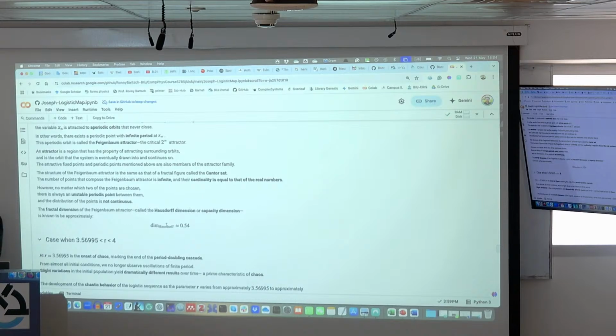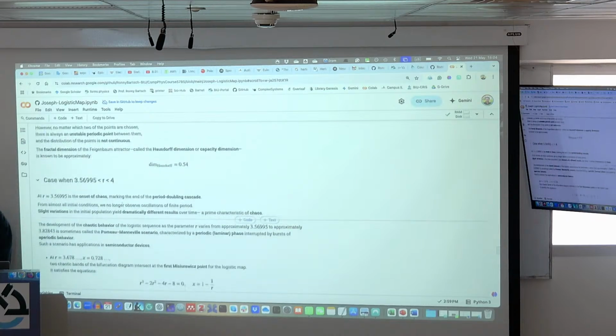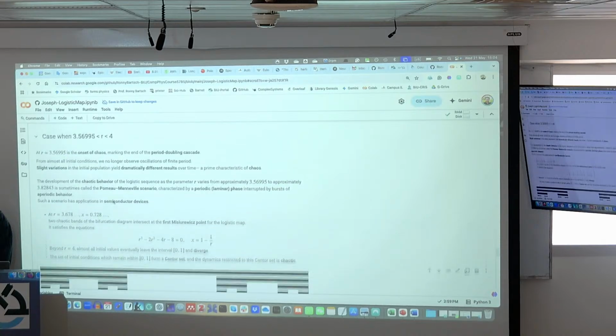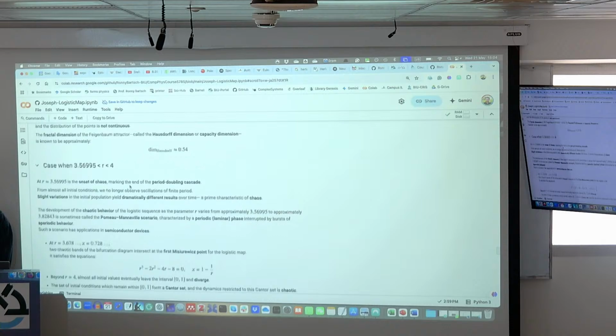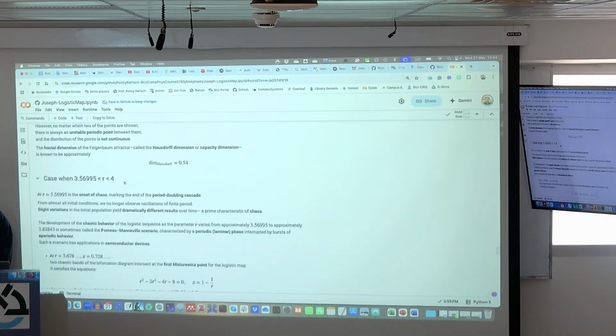Good. So next is the case when r is equal to this number, and r is bigger than this number and smaller than 4. 4 is the end of our story because when you set x from 0 to 1, the biggest number you can get for r is 4.